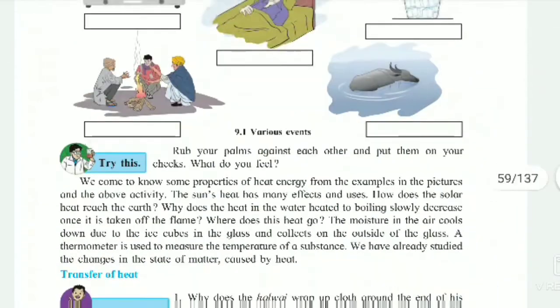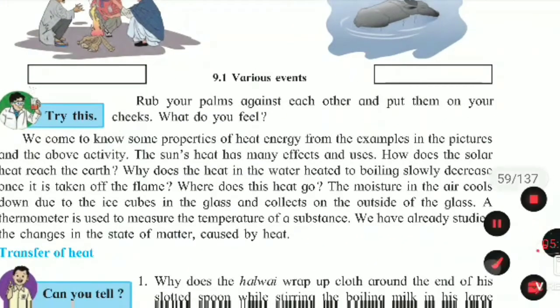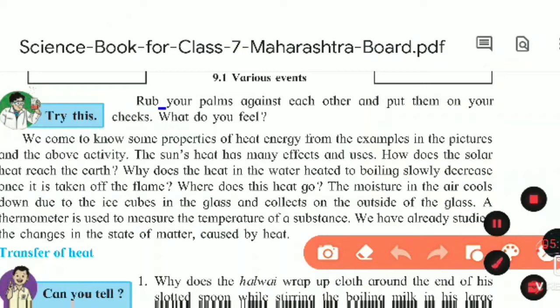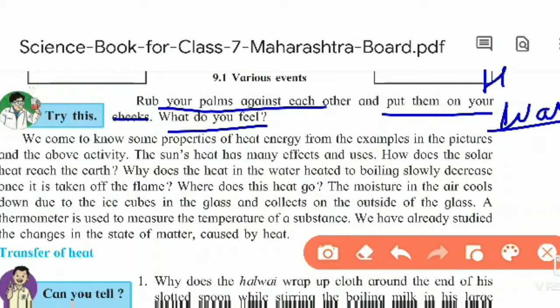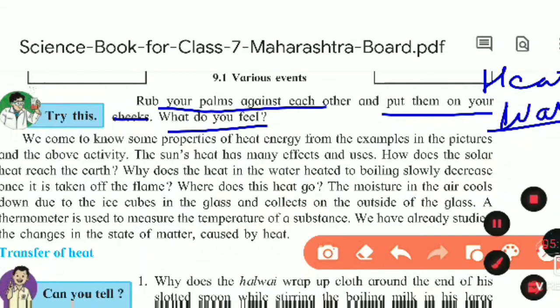Now here one more activity is given. Rub your palms against each other, as we do in the winter season. When you rub them, put them on your cheeks. What do you feel? Your palms are a little bit warm. What is this warmth? Warmth is nothing but heat. Heat is produced when you rub two things against each other.